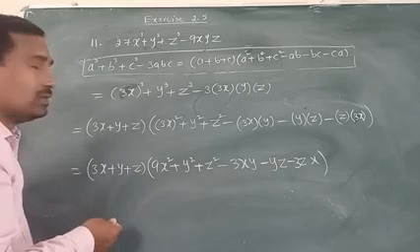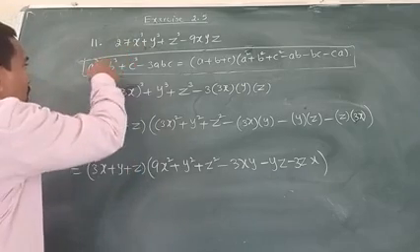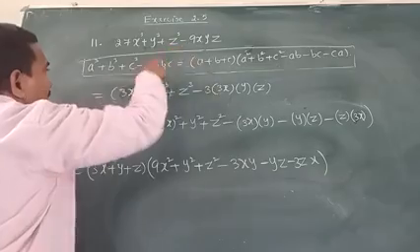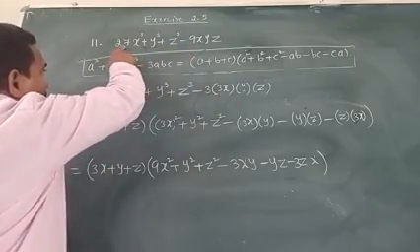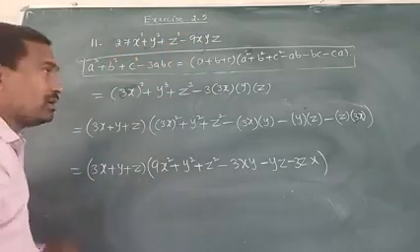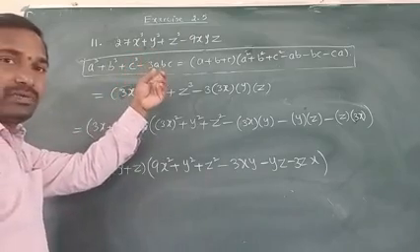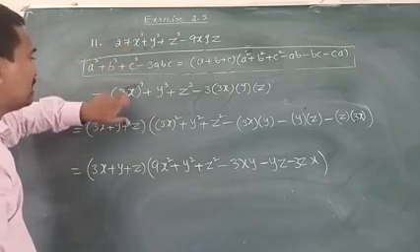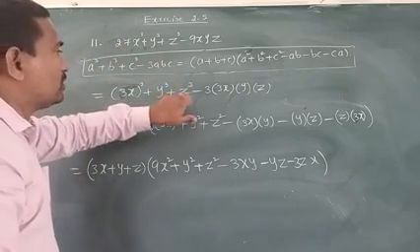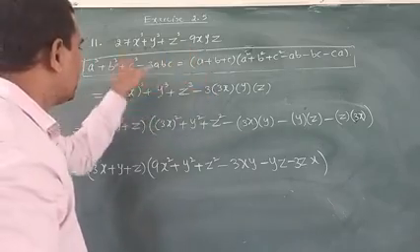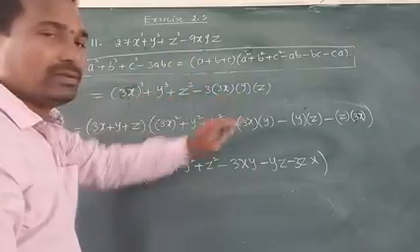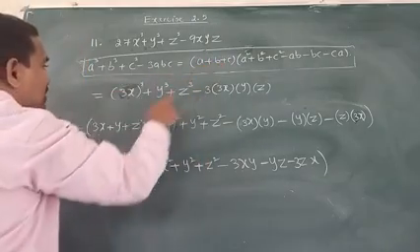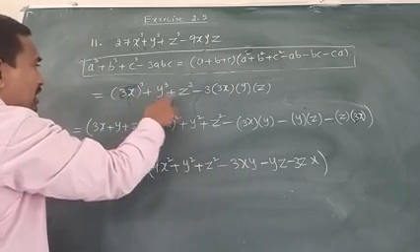Here 27x cube: 27 can be written as 3 cube, 3 cube is 27. So 3x whole cube, y cube, plus z cube. This we can write minus 3abc, that is minus 3 into 3x into y into z. So we can factorize using this identity. So 27x cube we can write 3x whole cube plus y cube plus z cube minus 3 into 3x into y into z. So apply this identity a plus b plus c. This is a, b, c.